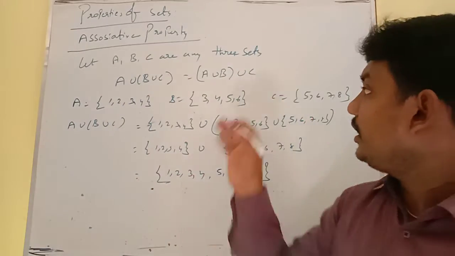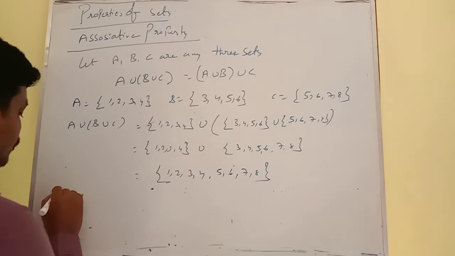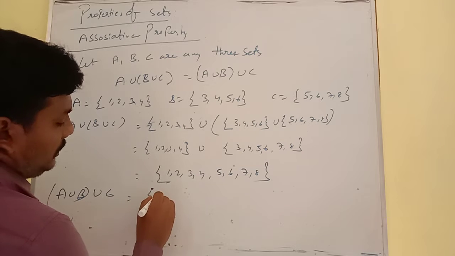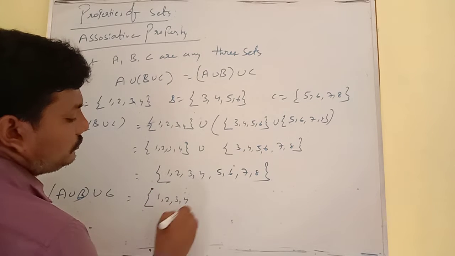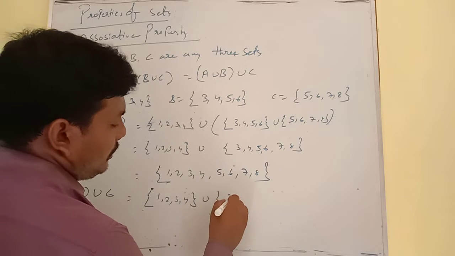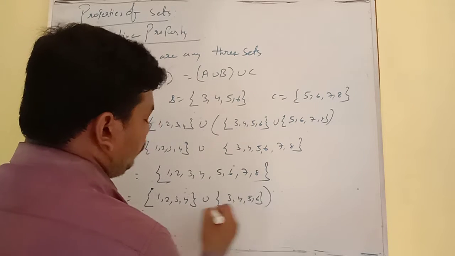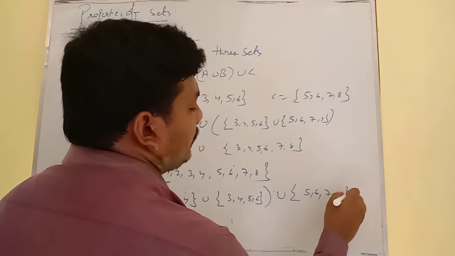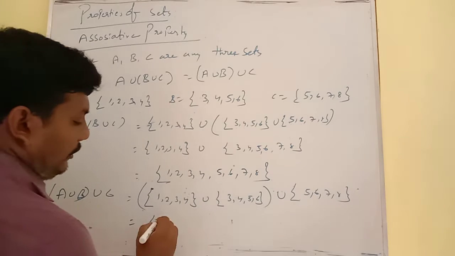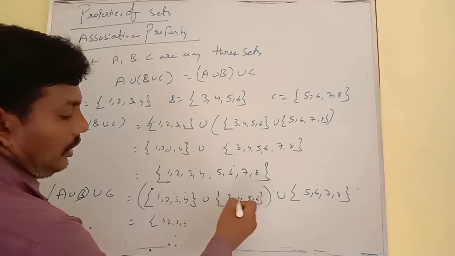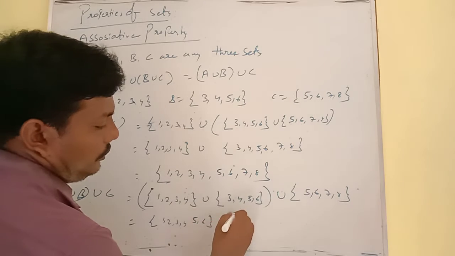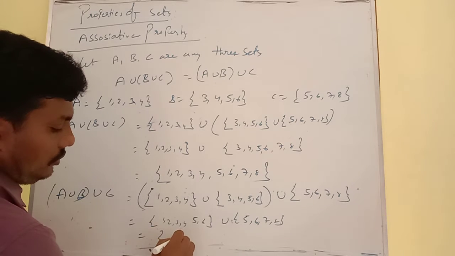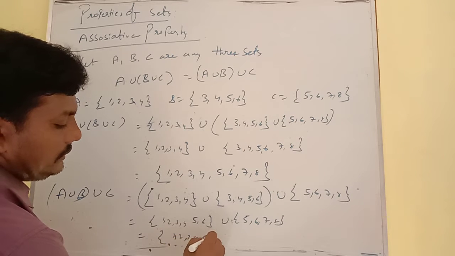Now coming to A union B union C. Let me consider A union B union C. First A union B: we have to consider A, 1, 2, 3, 4, union B, which is 3, 4, 5, 6. So first we have to consider these two, then the union of 5, 6, 7, 8. So you have to consider this union first: 1, 2, 3, 4, already 3, 4 is there, that's why 5, 6. Union 5, 6, 7, 8. So again we have to consider 1, 2, 3, 4, 5, 6.